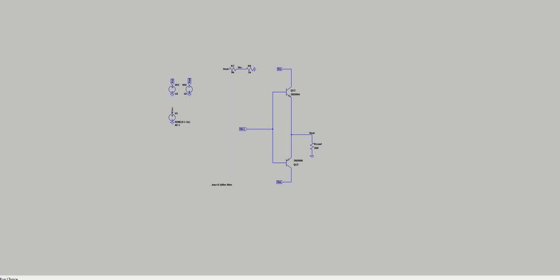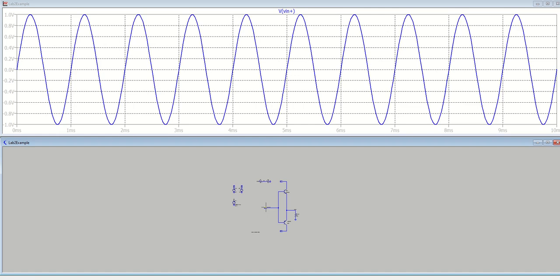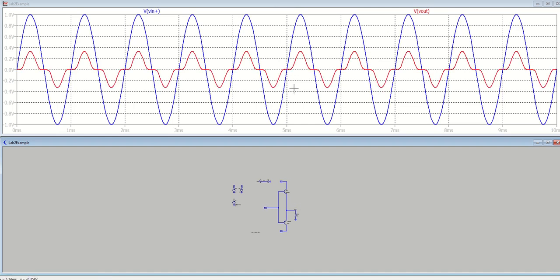And so if we run this, here's the input, and then the output, we see this crossover distortion. And so that crossover distortion is the time that it takes to reach that threshold voltage. If you think about it, we're missing about 1.4 volts of this signal.